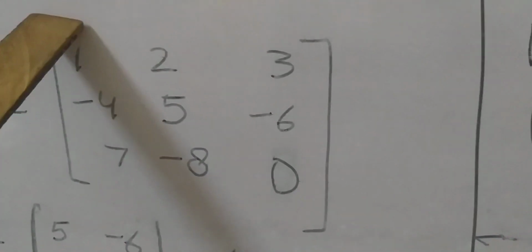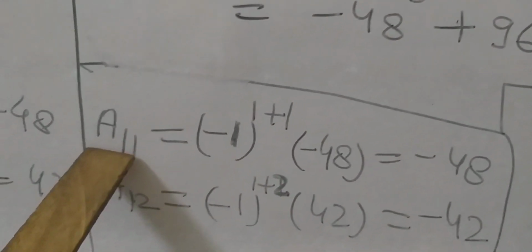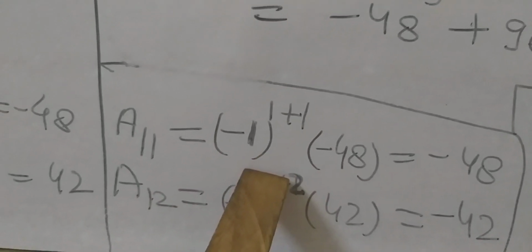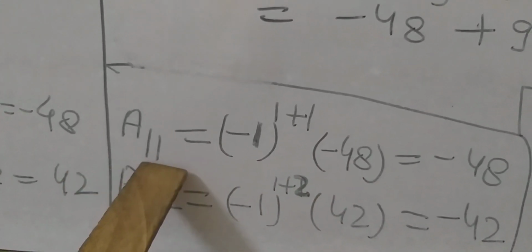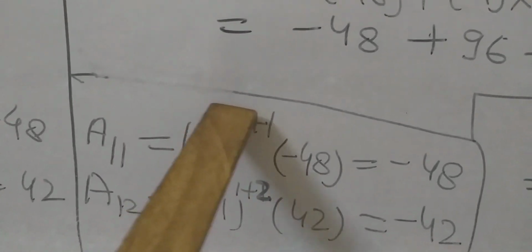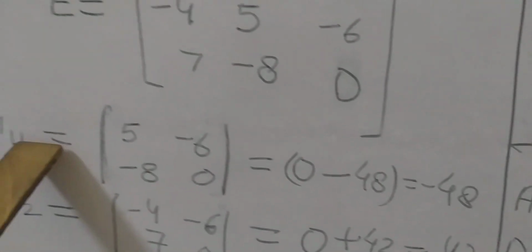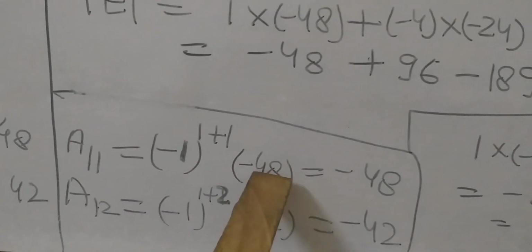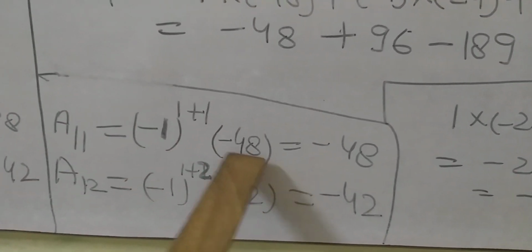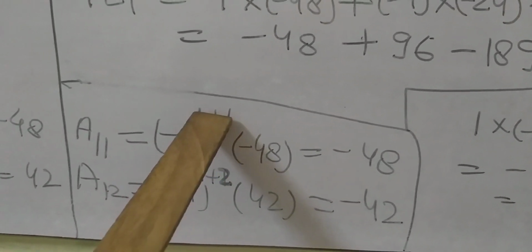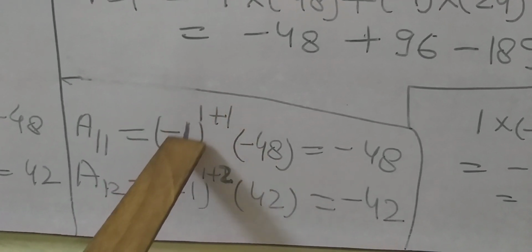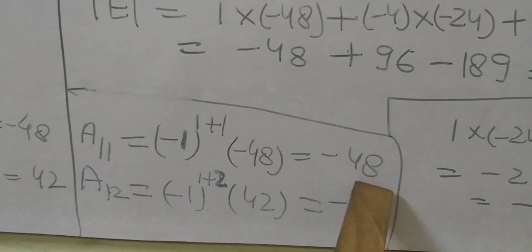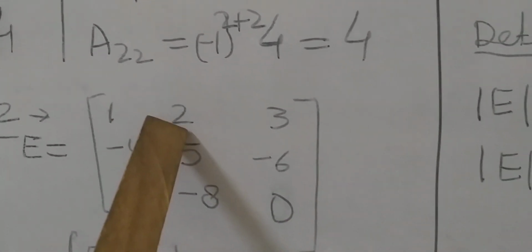So I am going to find out the cofactor of the first element, a11. a11 equals -1. We have to add i and j. I value 1, j value 1, so -1 to the power 1 plus 1. Its minor, you can see, m11 equals -48. So -48 is there. Do calculation: 1 plus 1 is 2, even number, so -1 to the power 2 is 1. 1 into -48 is -48.